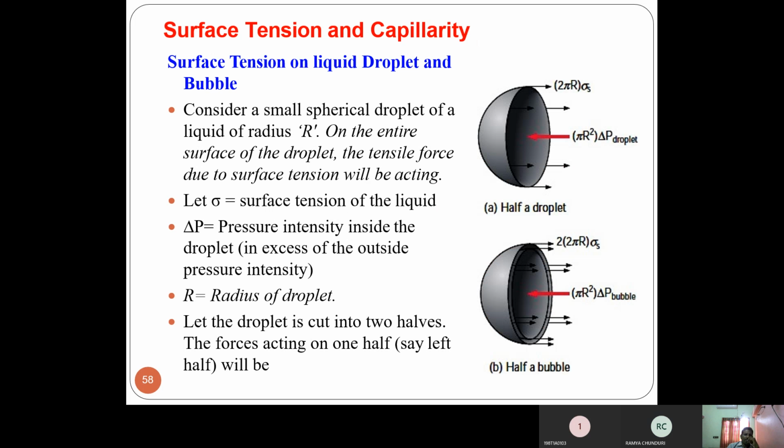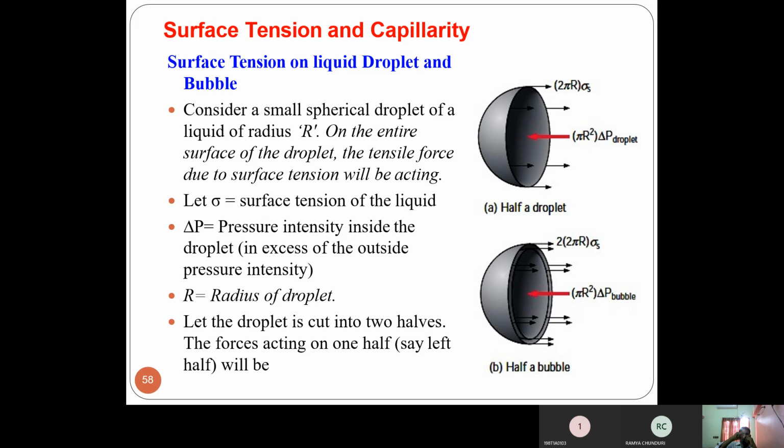Here, surface tension on a liquid droplet and a bubble. A liquid droplet: in the rainy season, or if you pour water from top to bottom, as the water flows, if you observe it, we may find certain spherical droplets. The water will fall in the form of spherical droplets. Okay. And a bubble is nothing but a soap bubble. We can see the soap bubble. Kids also play with certain instruments which form soap bubbles.